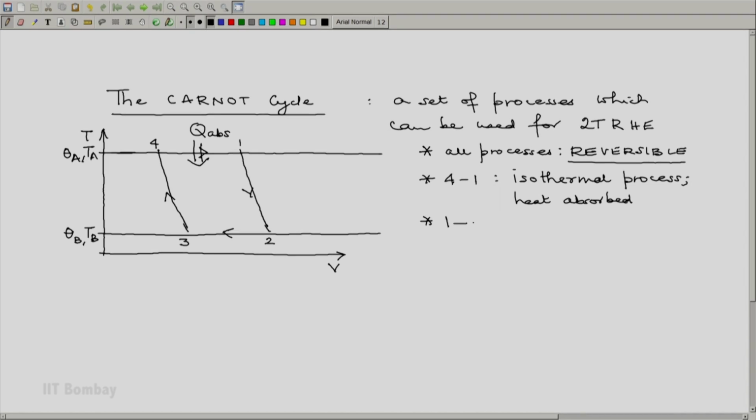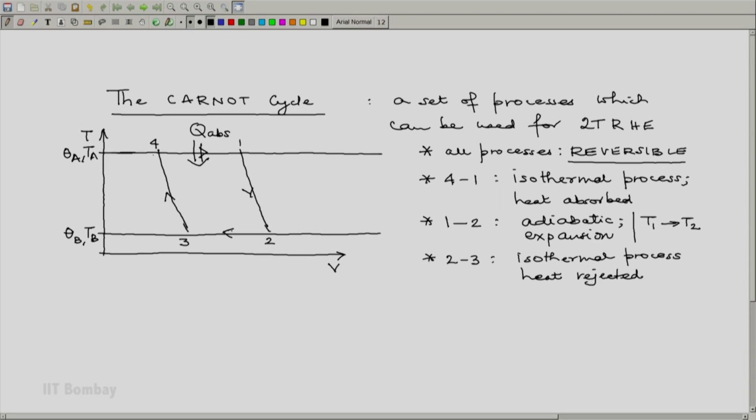Then the second process 1 to 2 is adiabatic and it is of course an expansion. In 4-1 also there is an expansion involved, you can see the volume increasing from 4 to 1. But the important thing in this adiabatic expansion is that the temperature reduces from T1 to T2. And remember that T1 equals TA, T4 equals TA also. The third process 2 to 3 is an isothermal process and heat is rejected in this process 2 to 3. And the fourth process which completes the cycle, 3 to 4, is adiabatic, but it is a compression process. During this compression process the temperature rises from T3 to T4.